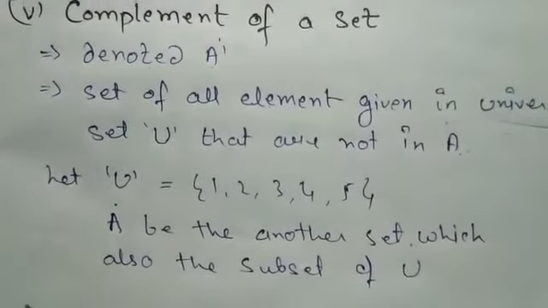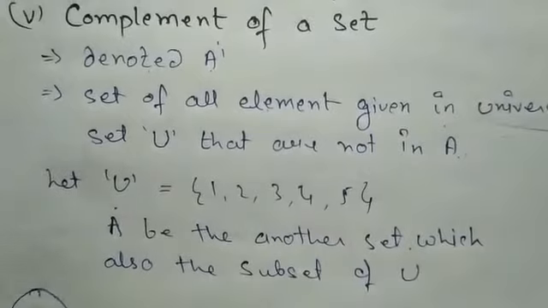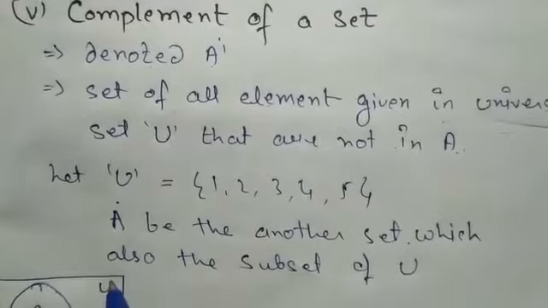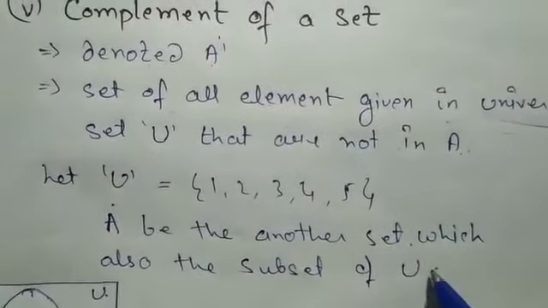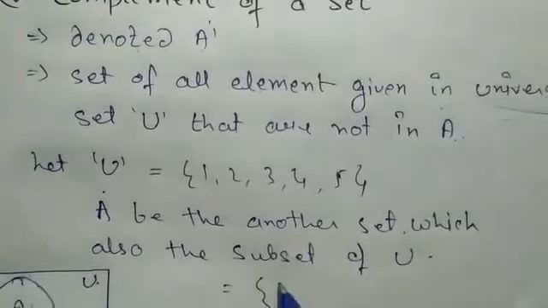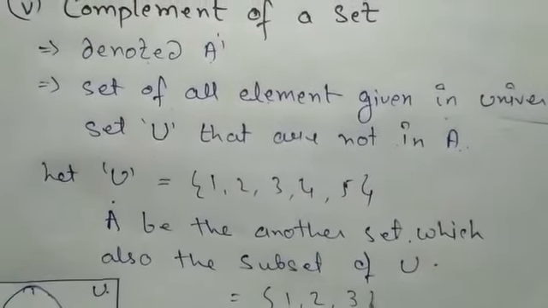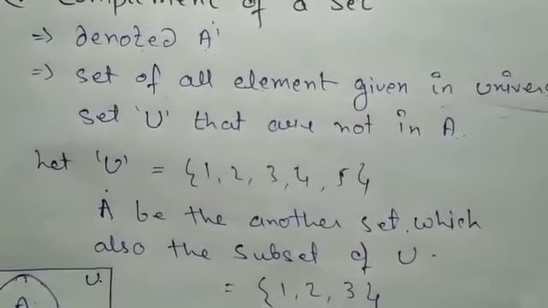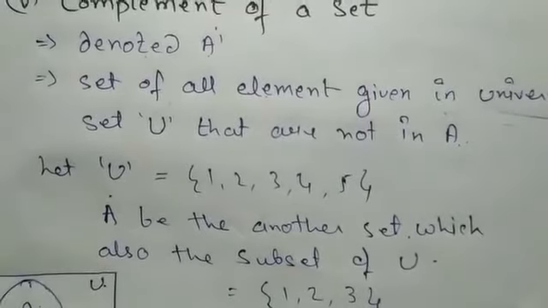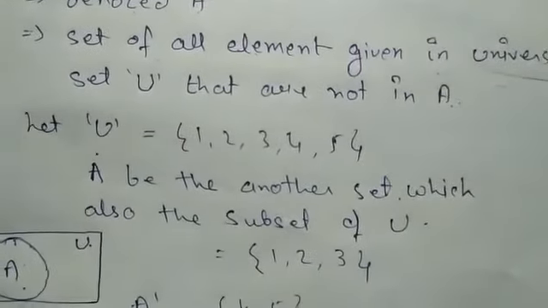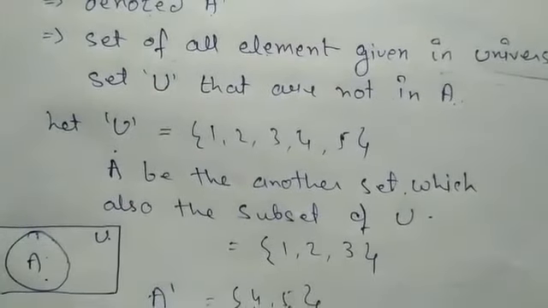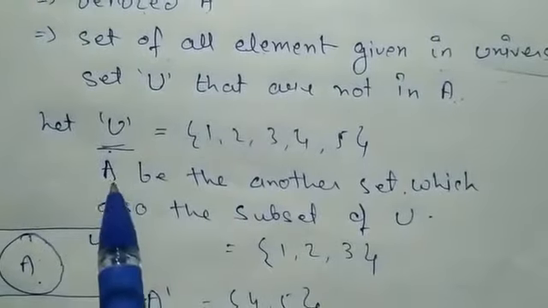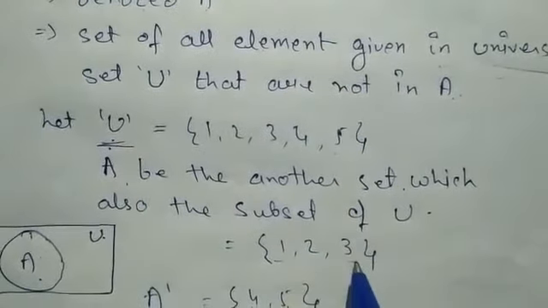That is, A is a subset of U containing elements 1, 2, 3. So the complement of set A is equal to elements 4, 5, as 4, 5 are the only elements which are present in the universal set but not in its subset.